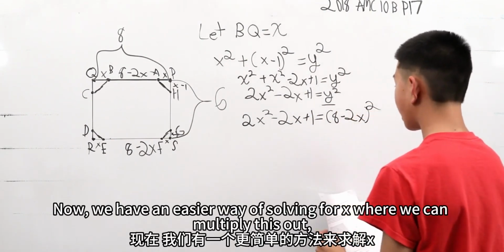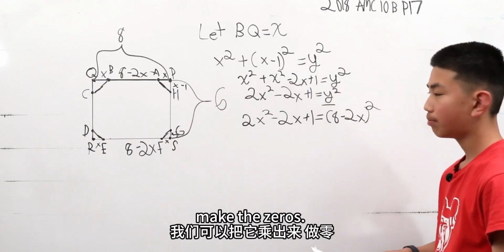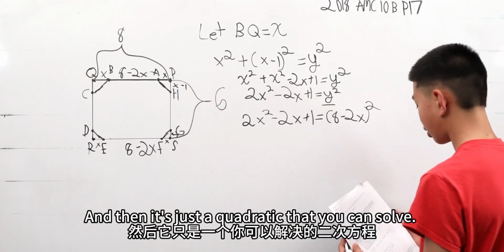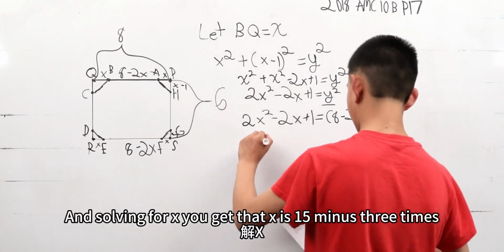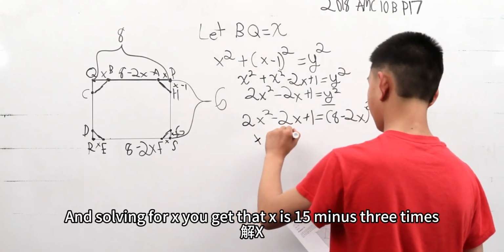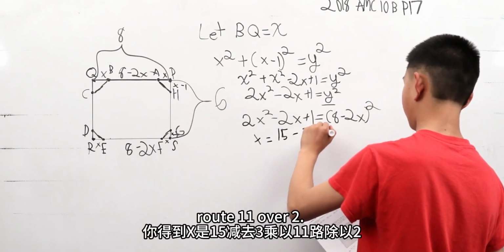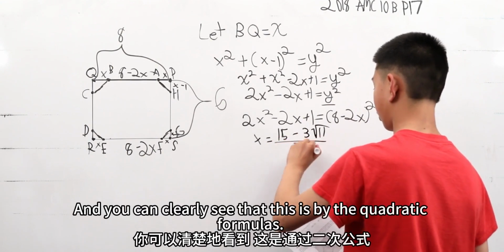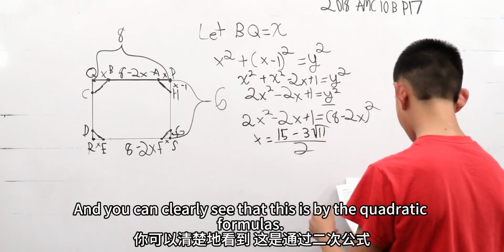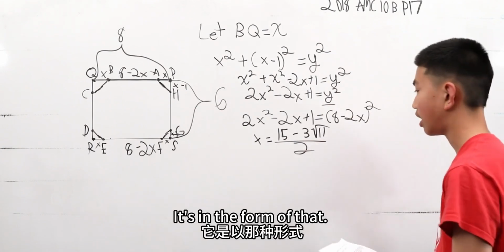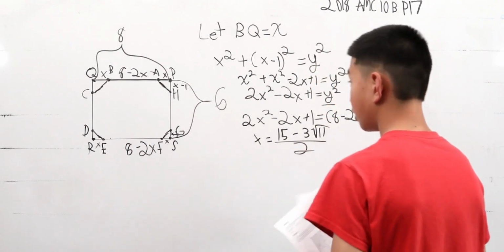And now we have an easier way of solving for x, where we can multiply this out, make the zeros, and then it's just a quadratic that you can solve. And solving for x, you get that x is (15 minus 3 root 11) over 2. You can clearly see that this is by the quadratic formula, as it's in the form of that. So you know you're supposed to apply that.